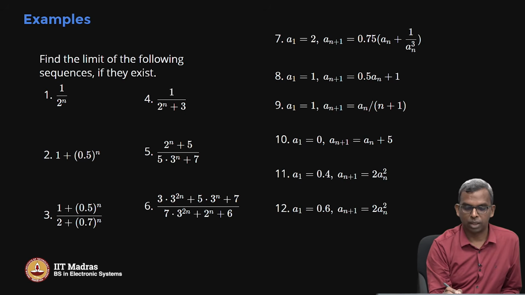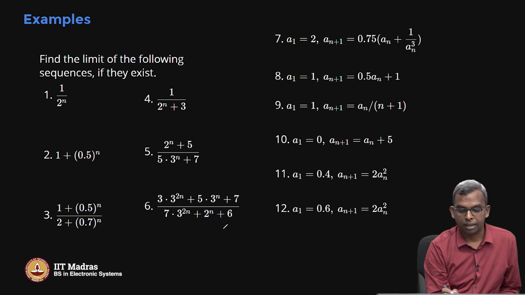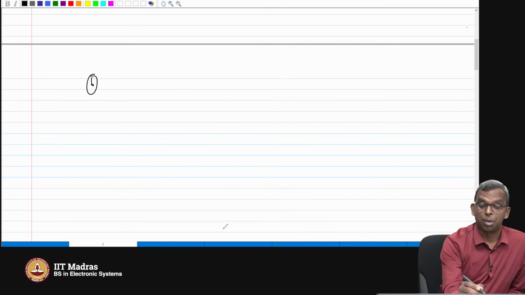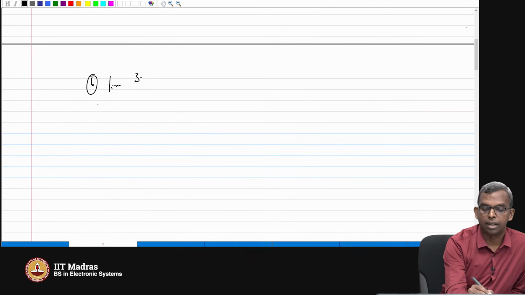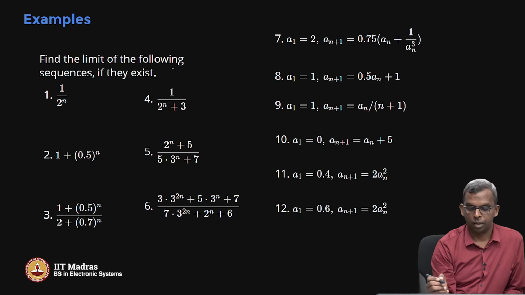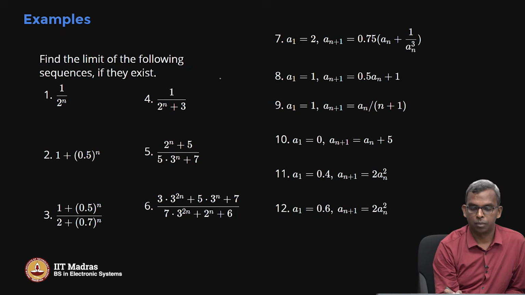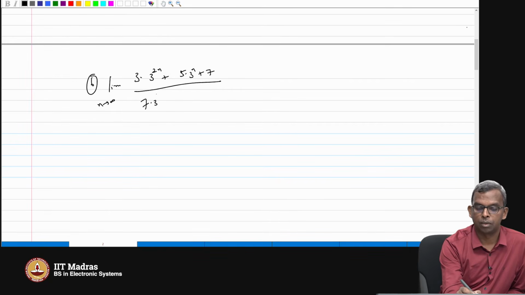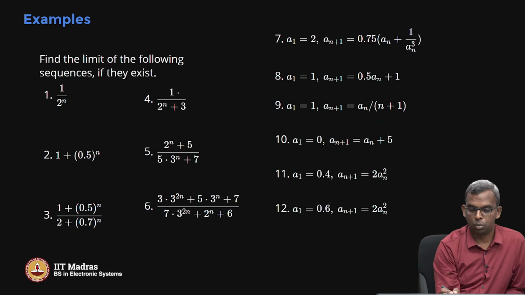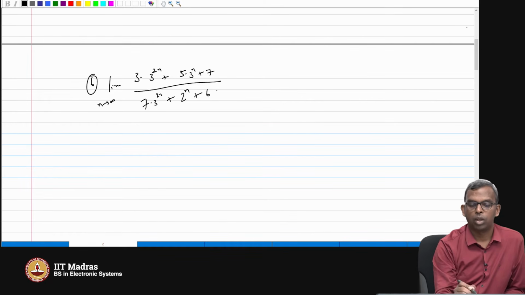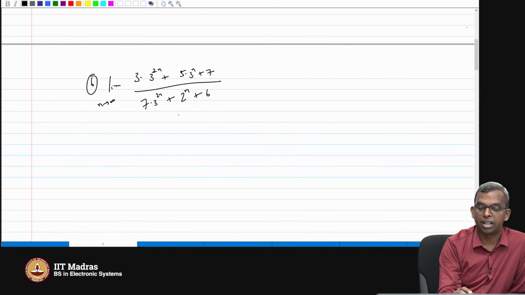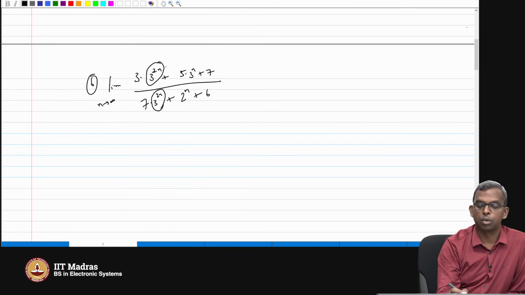Let's look at 6. 6 is also a similar problem. You've got 3 power 2n, 3 power n, 3 power 2n, 2 power n, etc. Let me write that down. I should remember all the constants there. Limit as n tending to infinity of 3 power 2n plus 5 into 3 power n plus 7, divided by 7 into 3 power 2n plus 2 power n plus 6. Okay, so what would you divide by? Divide numerator and denominator by the biggest term, this guy, right? So you divide, it's there on both sides, numerator and denominator.